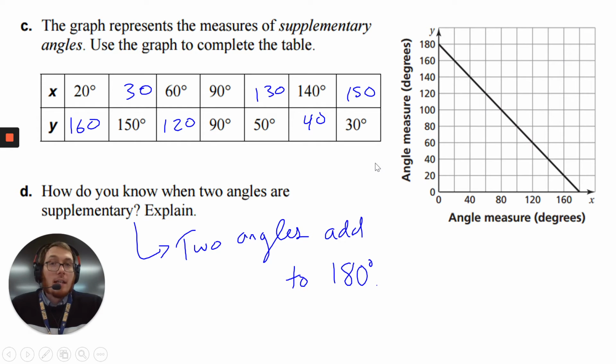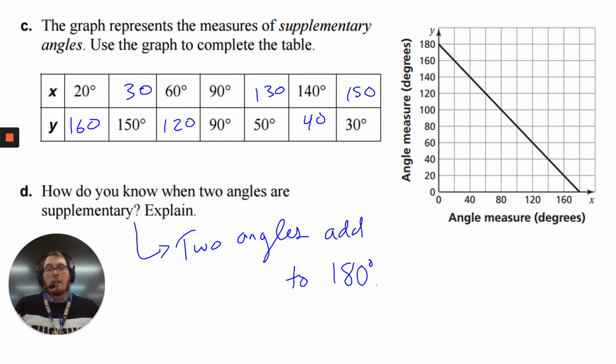This information is the same information, but dealing with supplementary. So you should notice something different. If x is 20, y is 160. If x is 30, y is 150. If x is 60, y is 120. And if you go down the list and you add those together, 20 plus 160, 180. 90 and 90, 180. 140 and 40, 180. So two angles are supplementary if they add up to 180 degrees.